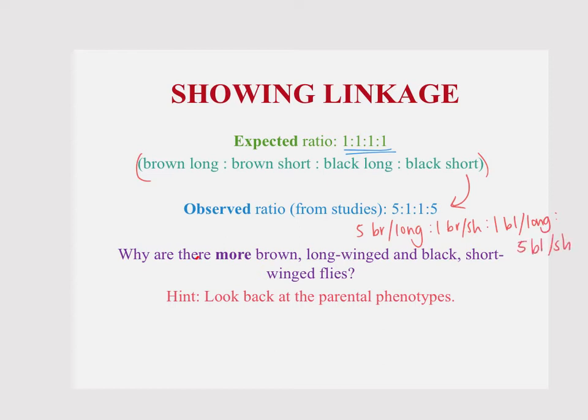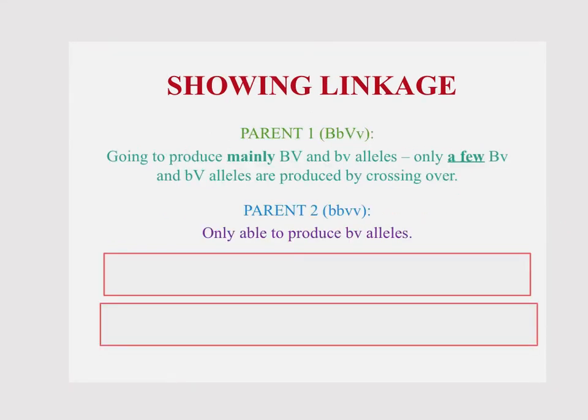And I want you to think about what we said about recombination, thinking about what we said about gene linkage. Why are there more of the brown long-winged and black short-winged flies? You can look back to the parental phenotypes if you like. Hopefully it shouldn't be too tricky. Play when you're ready. And this is because of the whole idea of gene linkage.